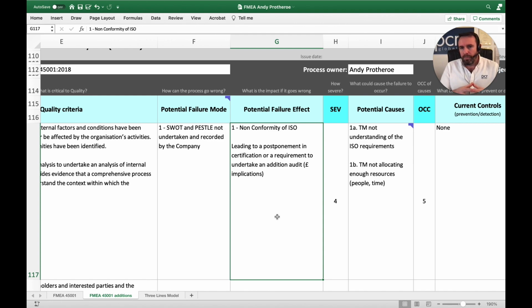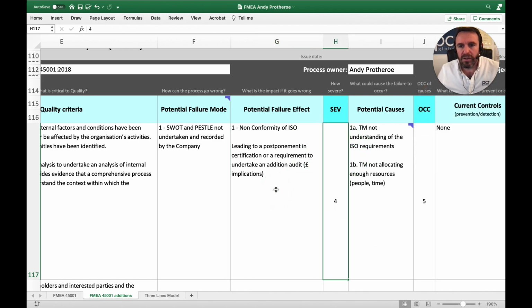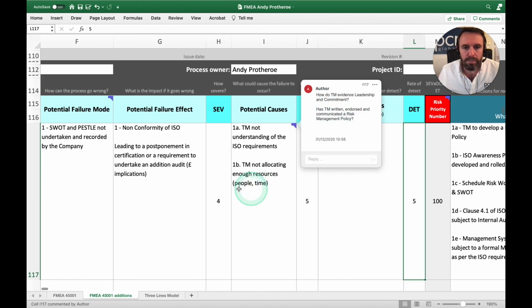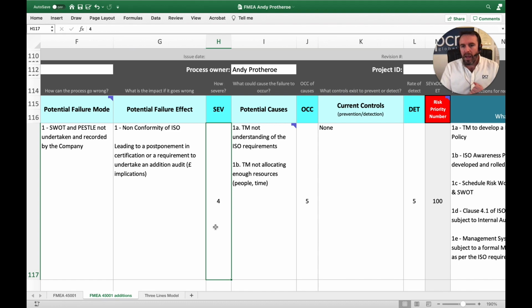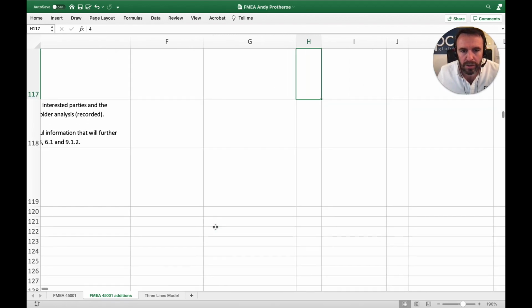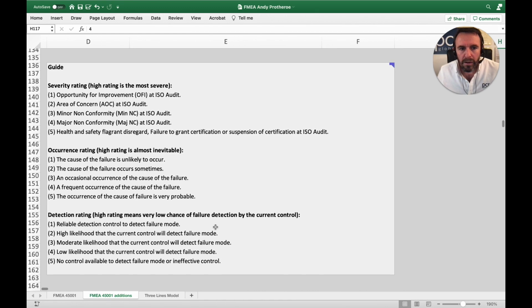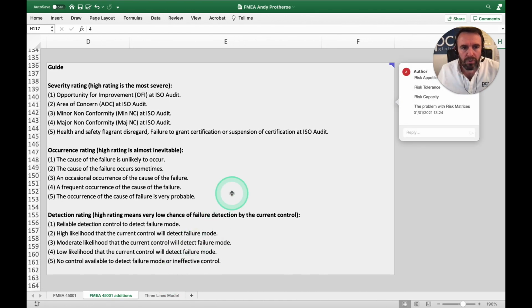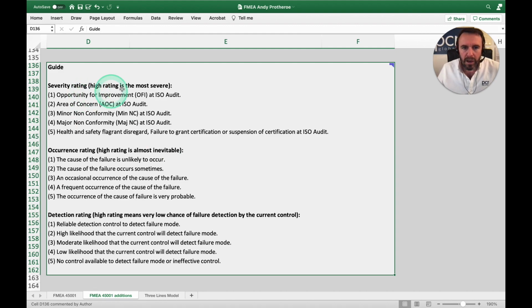There's going to be financial implications. That's not just by the re-audit, but there's going to be obviously in the rework that's required to put this issue right. We're then going to move across onto the severity. So I'm just going to move down here, give ourselves some space. So severity, I've put that as 4. I am currently using a 1 to 5 metric. Okay, so we're looking at severity rating. High rating is the more severe, the occurrence rating, and the detection rating. We'll talk a lot more about this when we come to the end of the talk.